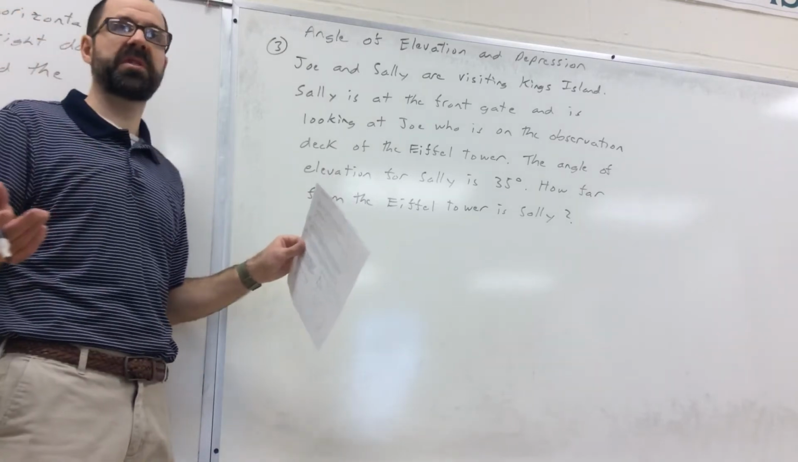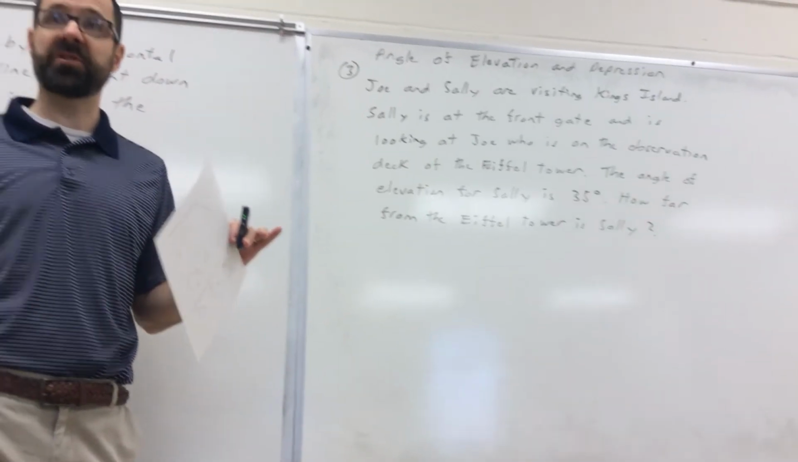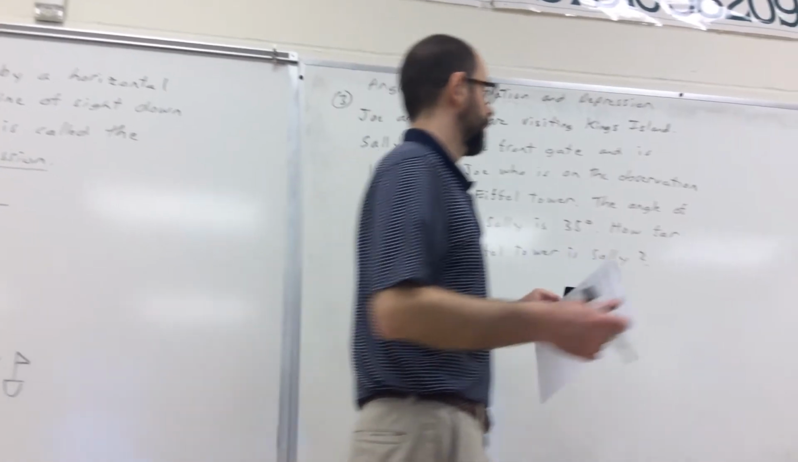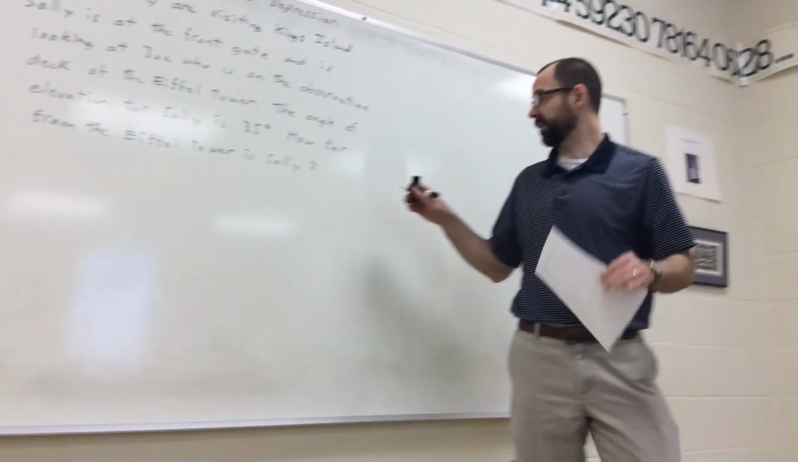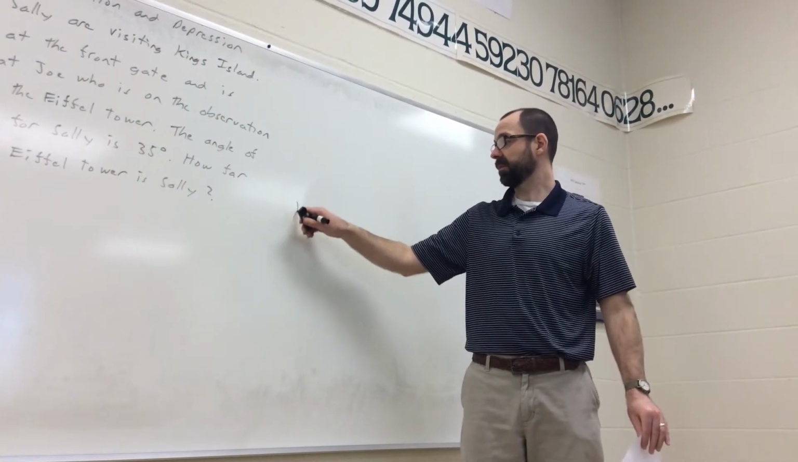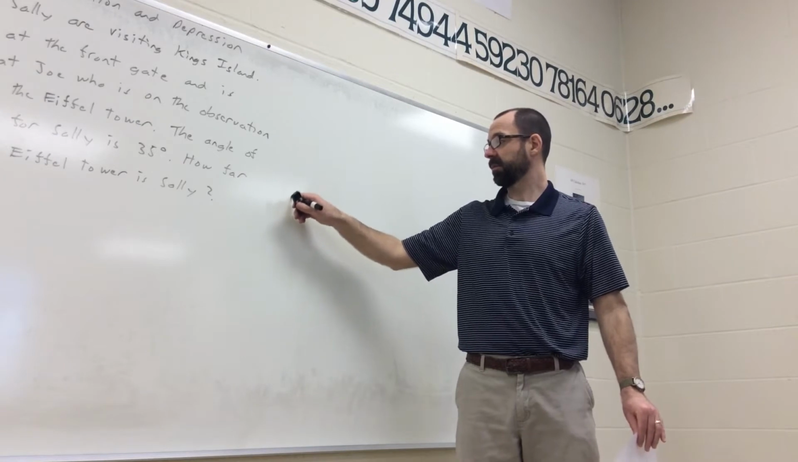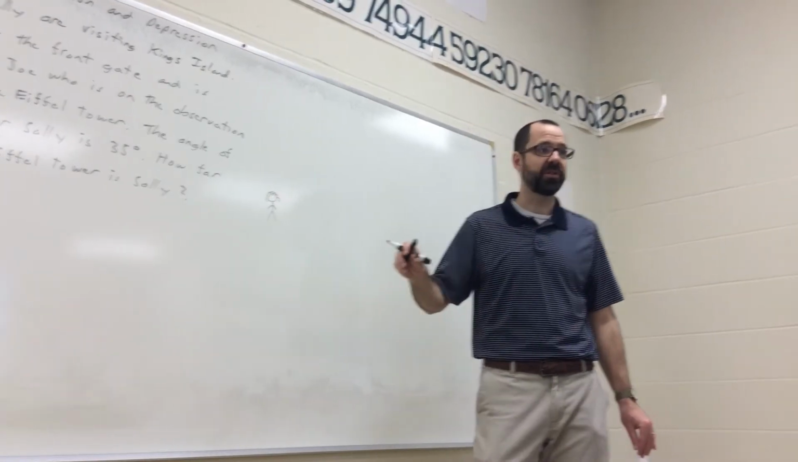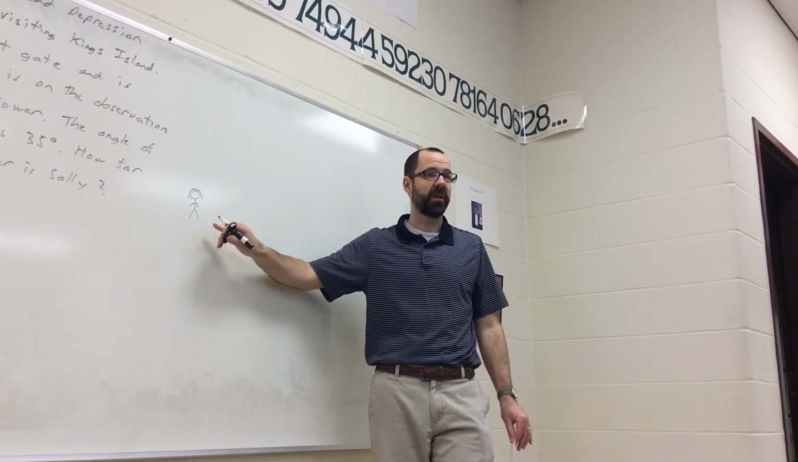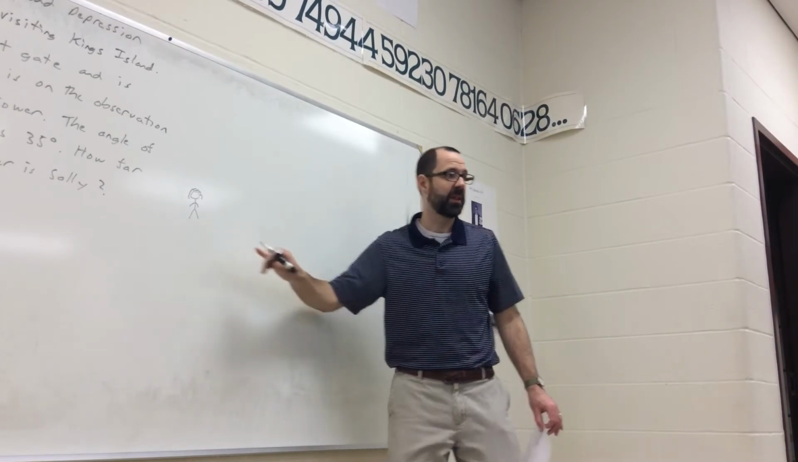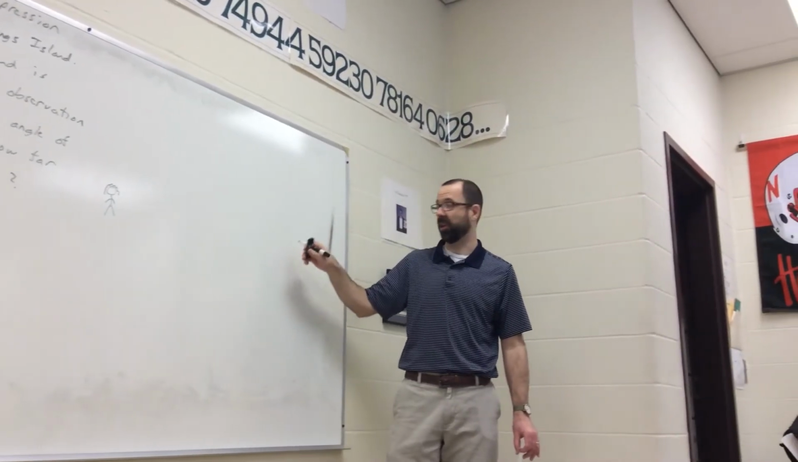Okay, so the first thing you have to do with these word problems is you have to draw a picture that goes with it. So here is Sally at the front gate. Doing some curly hair so you know it's Sally. I know my pictures are terrible, I'm sorry. And then the Eiffel Tower is over here somewhere.